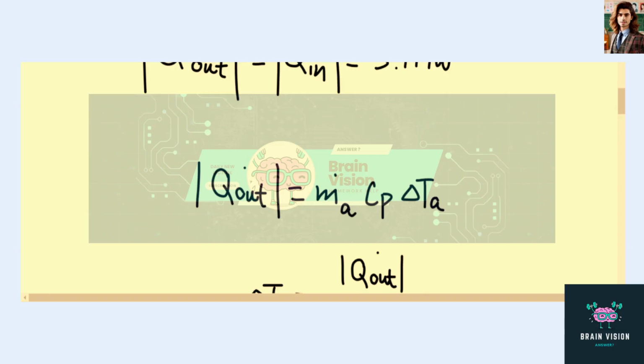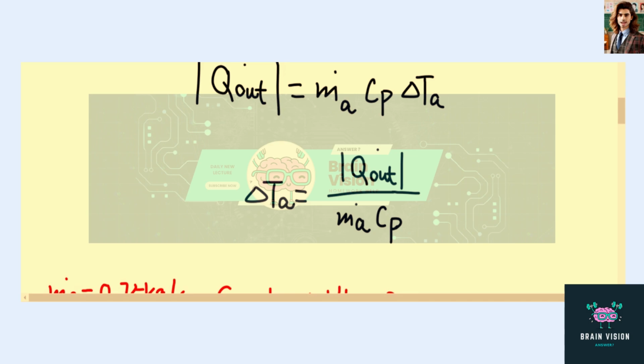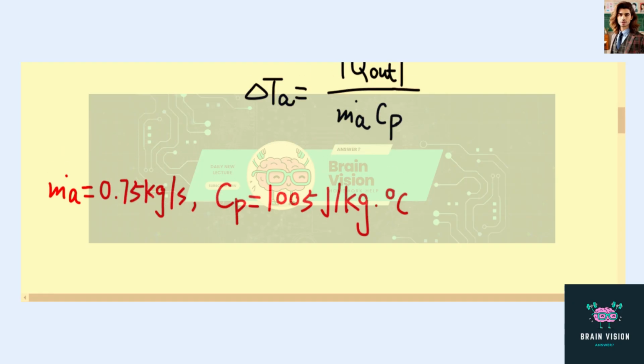So we have absolute value Q dot R is equal to m dot A times Cp times delta T A. m dot A here is the mass flow rate of the air. Cp is the specific heat for the air, and delta T A is the temperature change of the air we're looking to determine. If we do some arrangement here, we have delta T A is equal to Q dot R over m dot A times Cp. We know the mass flow rate for the air is 0.75 kilogram per second, and the specific heat for the air is 1005 joule per kilogram times degree Celsius.